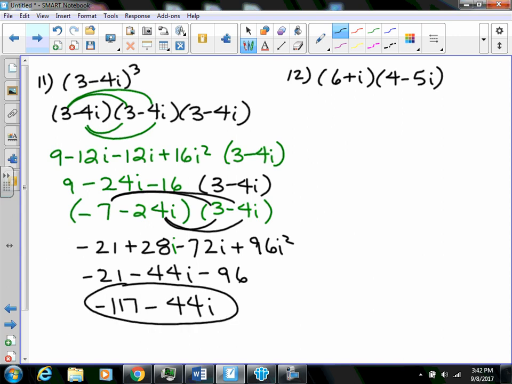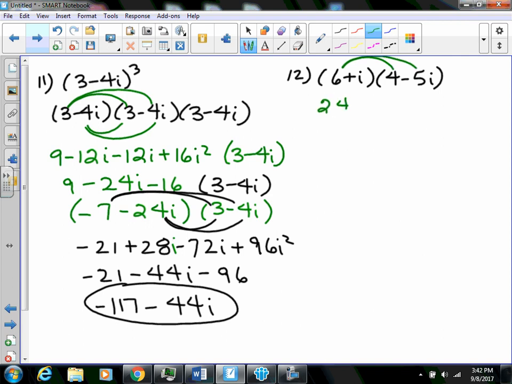And that's the answer. Number 12 is another multiplication problem. Again, you're just going to use FOIL. So to use FOIL, I have 6 times 4, that's 24.